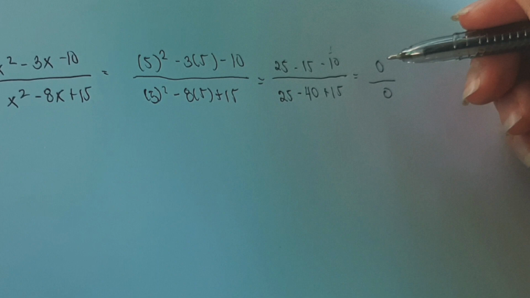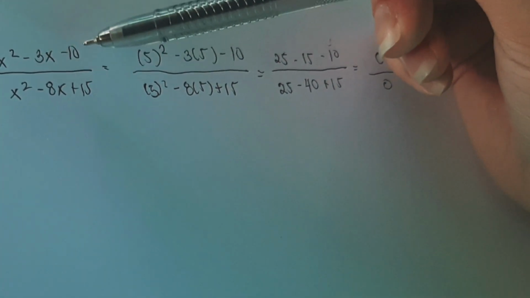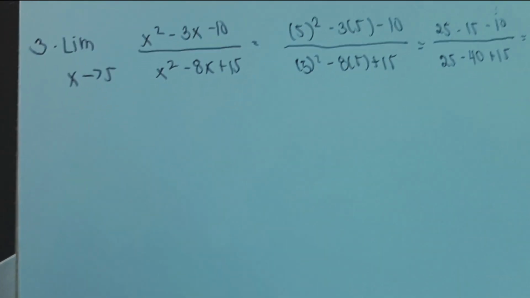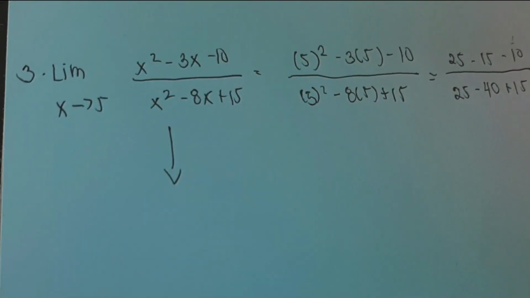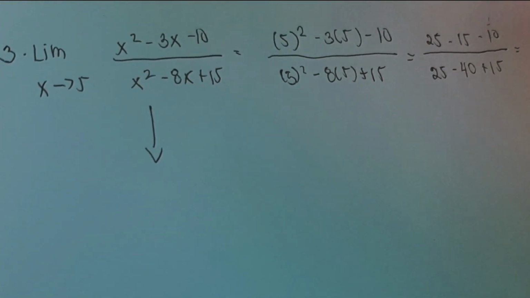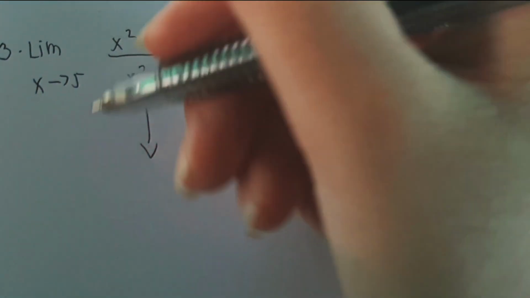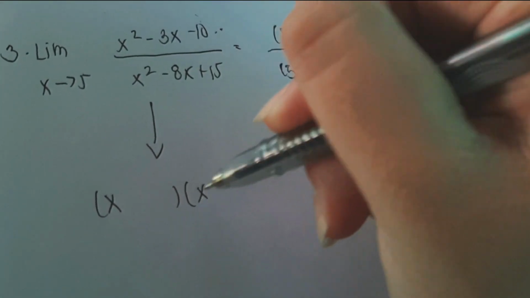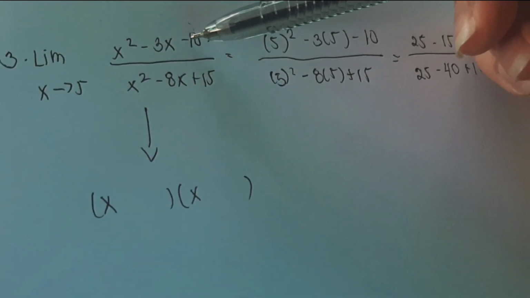And we cannot have 0 over 0 as our final answer. Instead, our equation, we will factor it out. So our new equation, what we're gonna do first is here. Let's put an arrow, guys. Let's go. So we're going to factor first our numerator. x squared minus 3x minus 10. So we're going to put 2 parentheses with an x. Because this is a quadratic equation, we will look here.